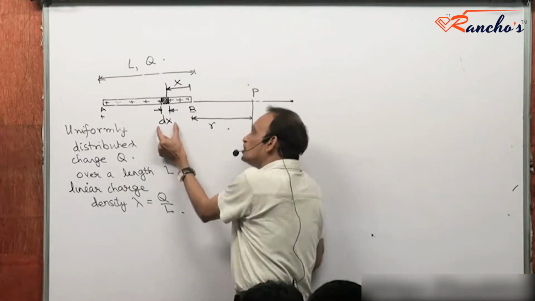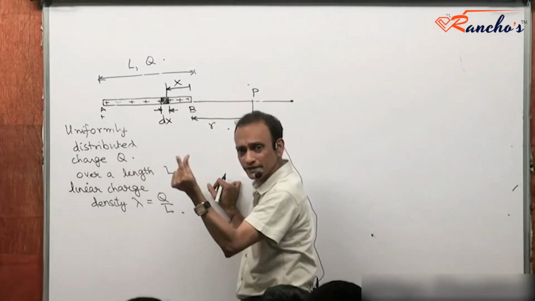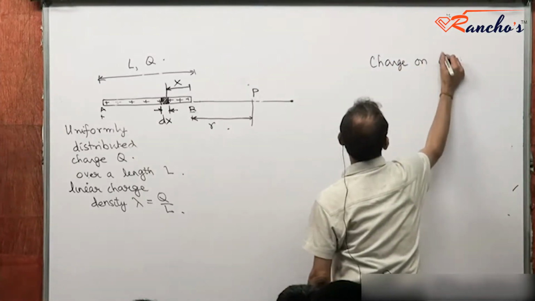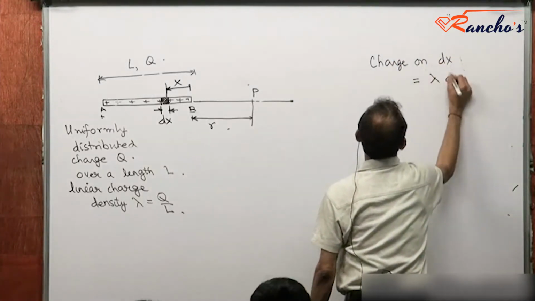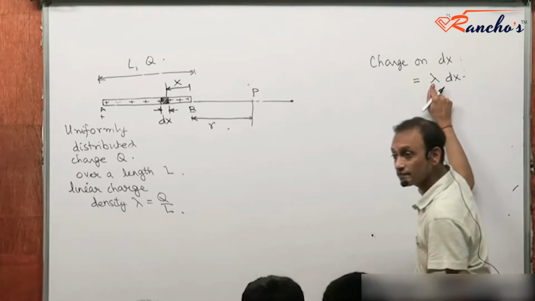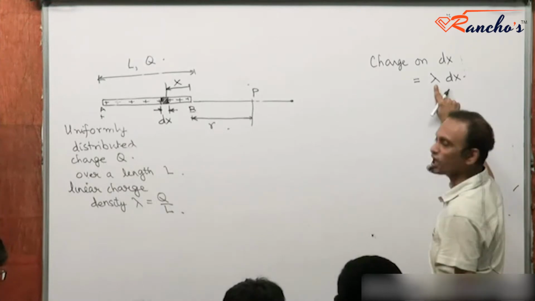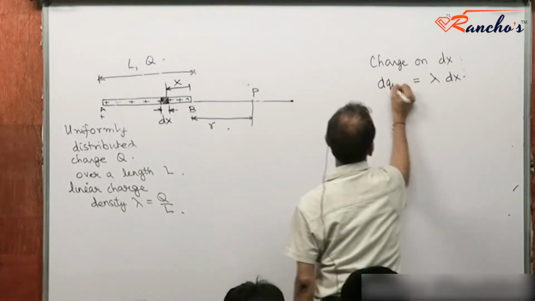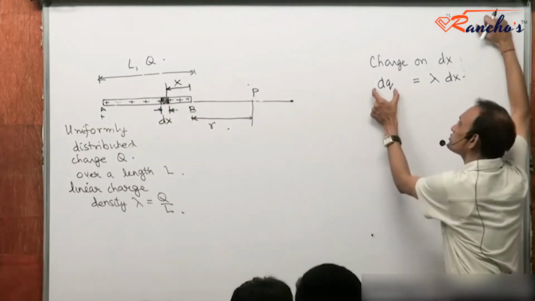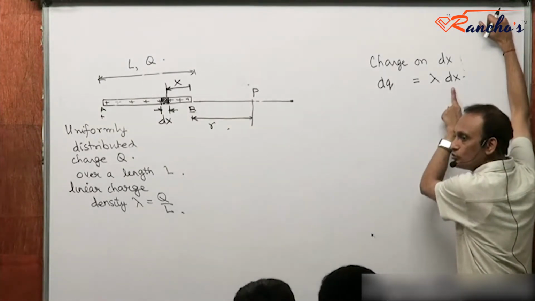Now, this is almost like a point charge. Dx is almost like a point, right? What's the charge on this dx? It is going to be charge per unit length into dx. Lambda is the charge per unit length. So dq is the charge on this, an almost point charge containing how much charge? dq, which is charge per unit length into length.